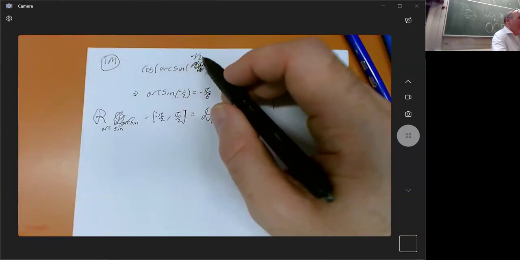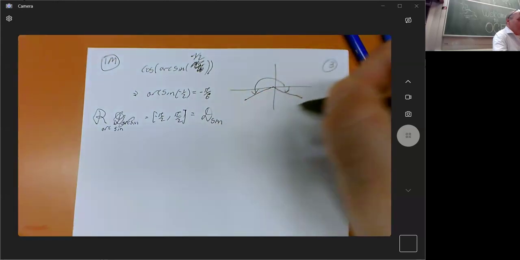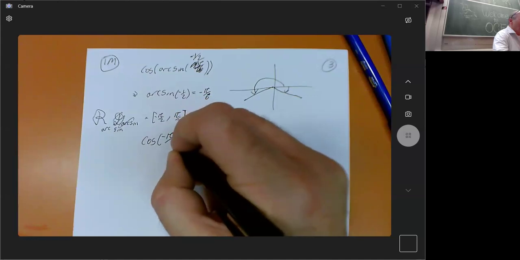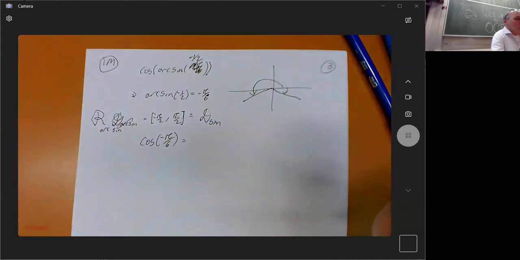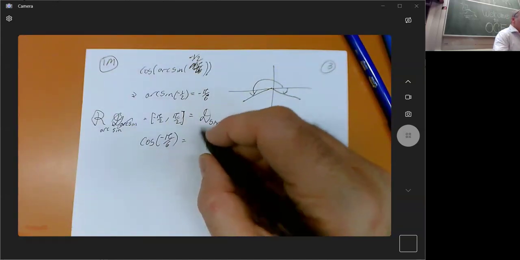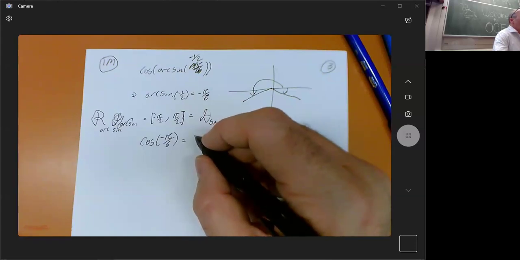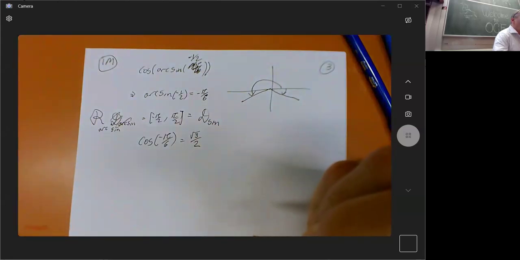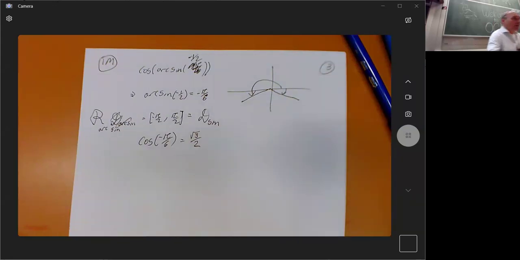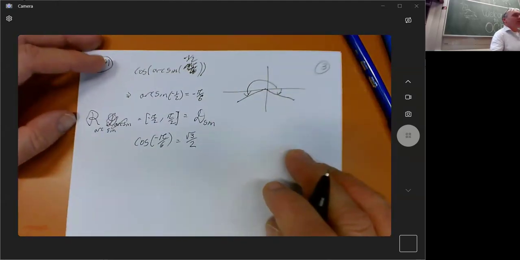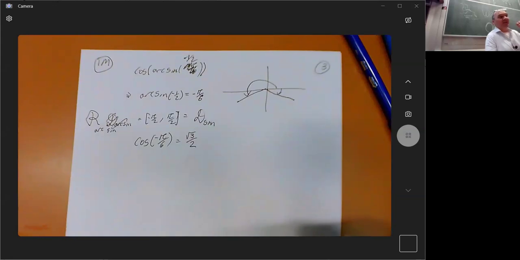So if I've got a half, I expect cosine of minus pi on 6 to be positive, and it should be root 3 on 2. So this can actually trap people with getting it around the wrong way. I can just put it into my calculator because it's in the calculator, I can just do it.